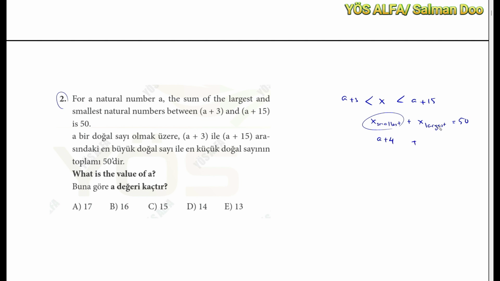For the largest possible value of x, it has to be less than a plus 15, so it is a plus 14, and the sum is 50. So we can solve this equation to find the value of a. So 50 minus 18 over 2 is a. So this is 32 over 2, which is 16. So the answer is B.